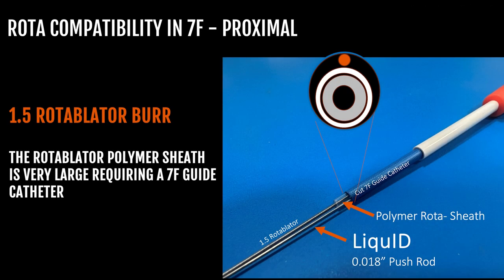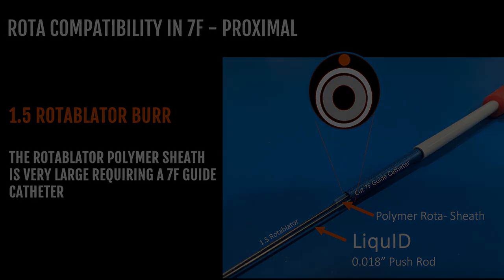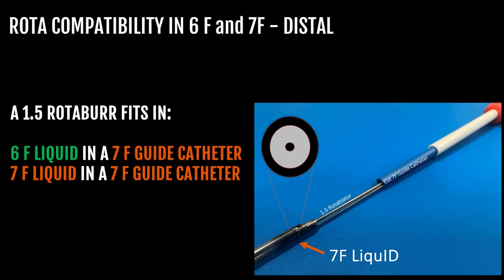A 7 French LiquID device can easily accommodate a 1.5 rotor burr because of the polymer sheath which covers the coil on the rotor shaft. A 7 French guide catheter must be used in all cases. Moving to the distal segment, you can see a 1.5 burr extending into the 7 French LiquID device with ease. The device itself will fit in a 6 French LiquID, but again, because of the polymer sheath, a 7 French guide must be used at all times.